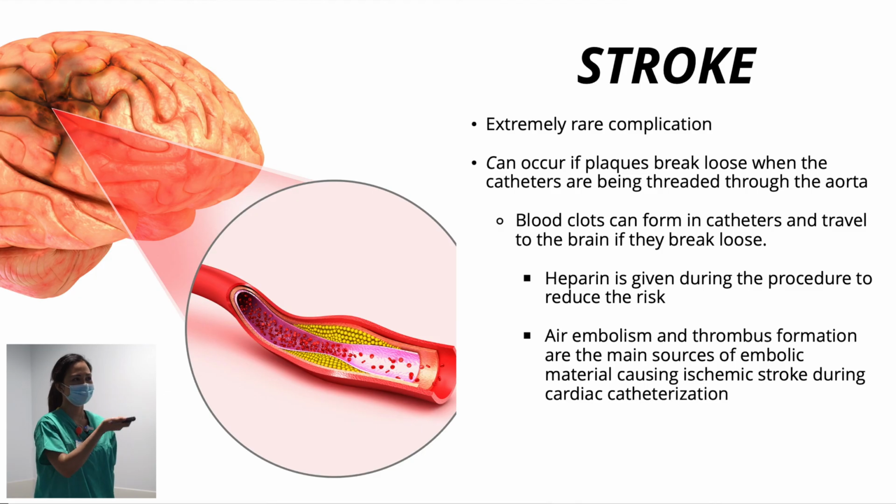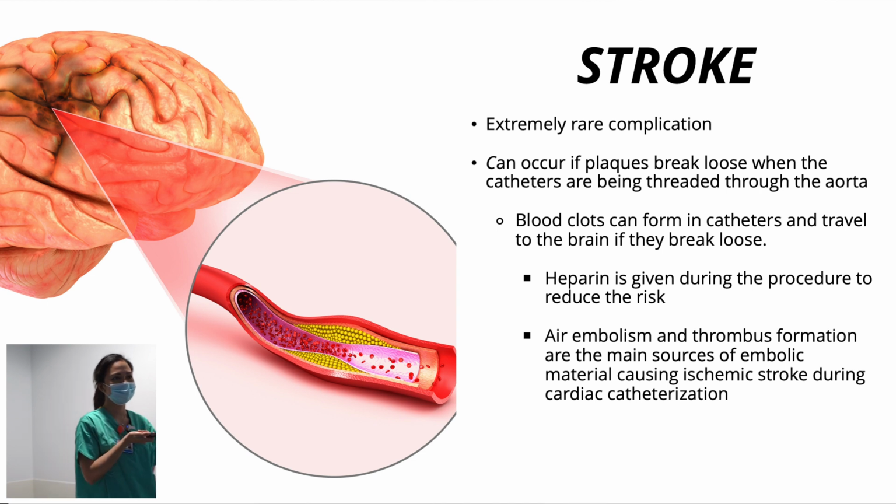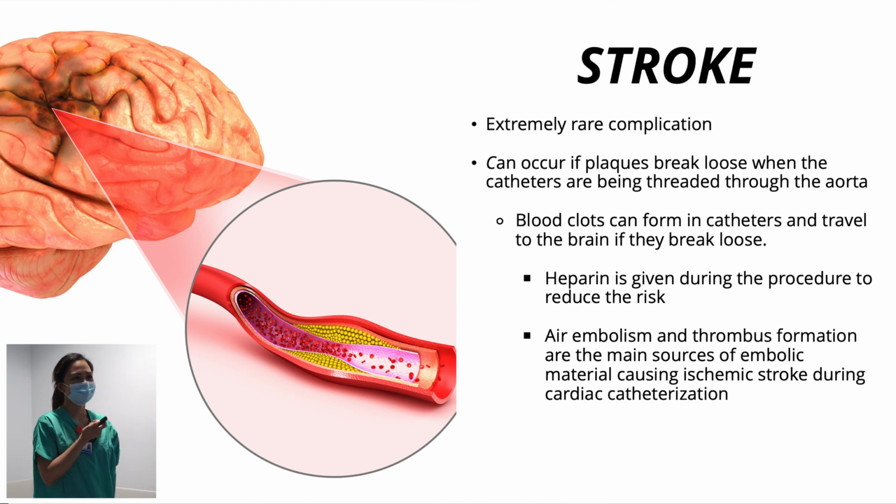Okay, so next complication. What complication is this? Say it out loud. Stroke. This stroke is an extremely rare complication. It occurs if plaques break loose when the catheters are being threaded through the aorta. Normally, patients who have coronary artery disease often have atheroma in the descending aorta or in the aortic arch. So if we use catheters, they could break the plaques loose, and the clots or the plaques would go to the brain and cause a stroke.